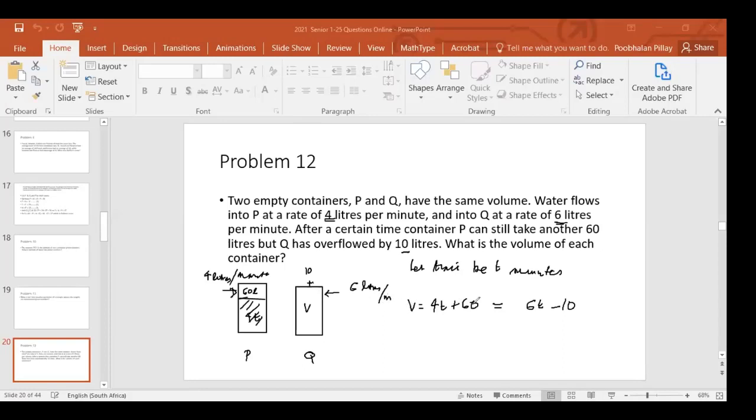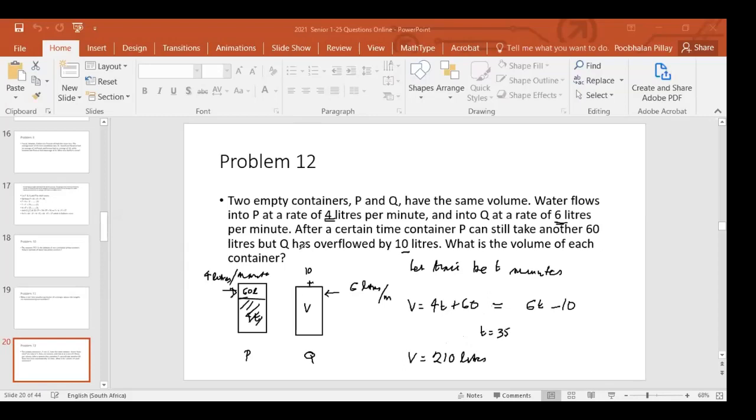Okay, but now you've got an equation involving one unknown. You can solve this thing here, and I quickly see that t is equal to 35. Right? Please don't ask in the chat how I get this. You can do this. It's a simple equation. And once you got t equal to 35, then you can calculate V by substituting 35 for t, and you'll get 210 liters.